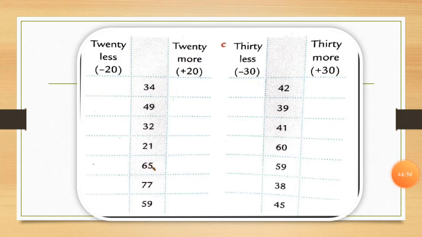Students, this is your textbook exercise. 20 less than and 20 more than. Here is the number. From this number, here is the 34.